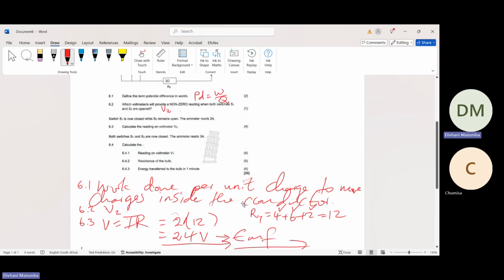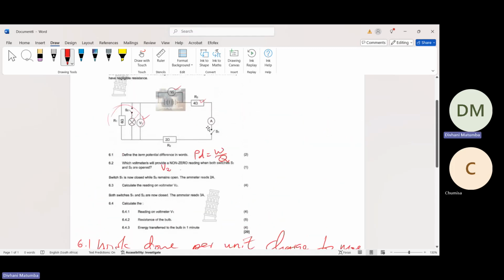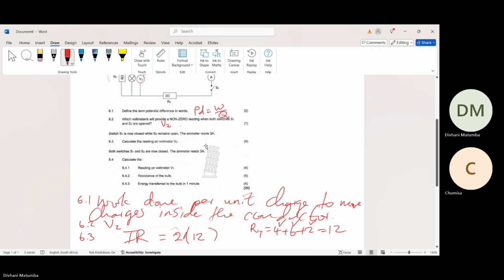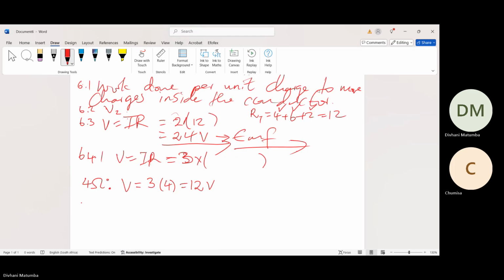And then if 3 amperes of current is flowing through 2 ohms, the voltage used will be 3 times 2. You agree? Yes, sir. That will be 6 volts.